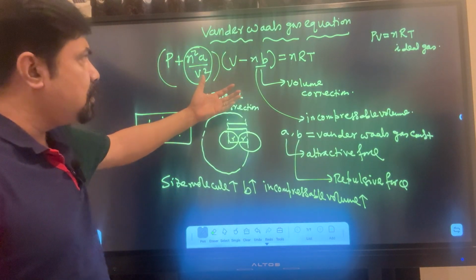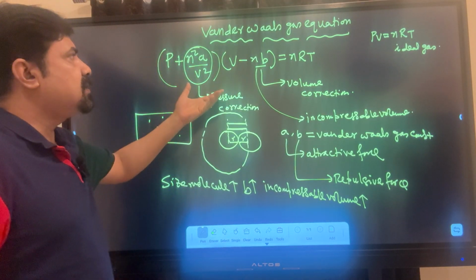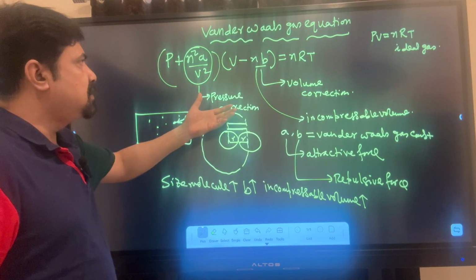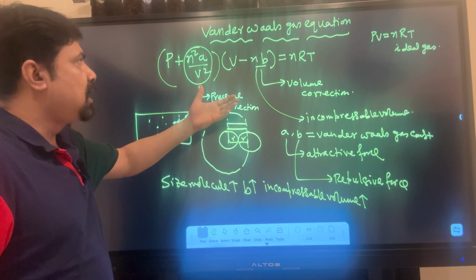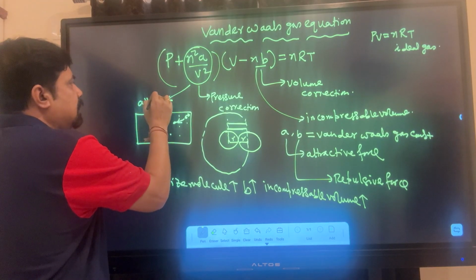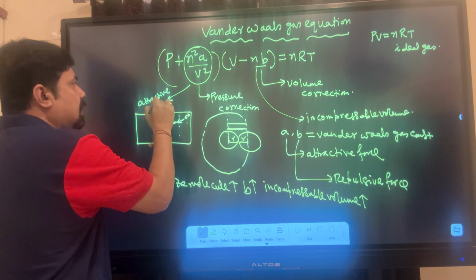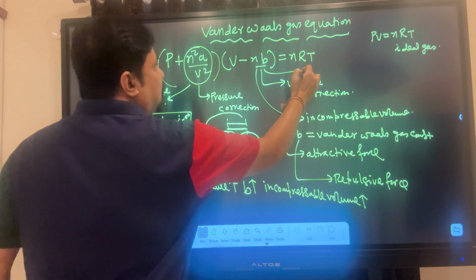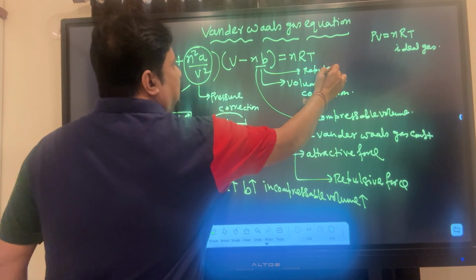Now we understood why pressure correction is needed, why volume correction is needed, and those parameters. This part is related to the attractive force, and this part is related to the repulsive force.